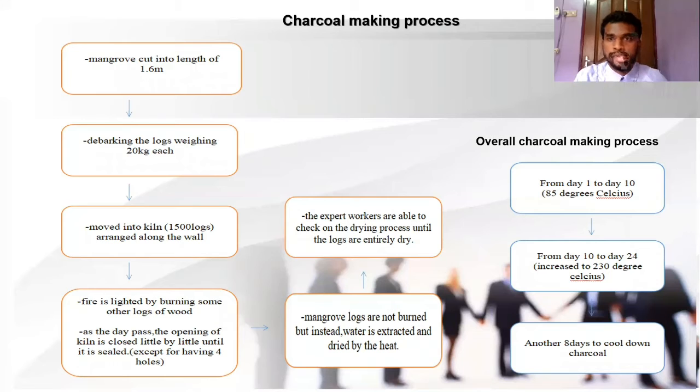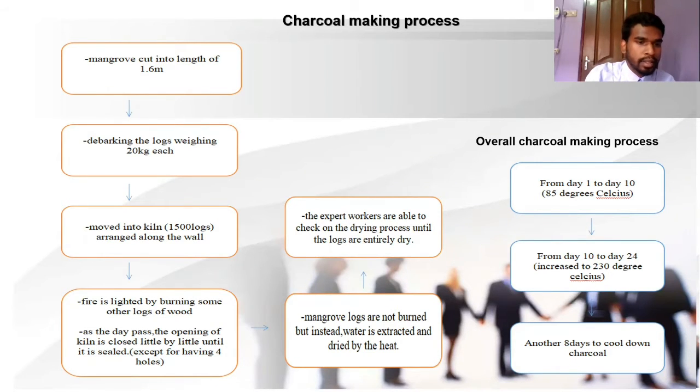Hello and hi, Doctor. I'm Karthi Puspanathan with a matrix number of DE 200101. I'll be presenting the charcoal making process in a traditional way. Firstly, the mangrove logs are cut into lengths of 1.6 meters. And then the logs are debarked and weighed at 20 kgs each. And then the debarked logs will be moved into the kiln, known as the igloo, estimated at around 1,500 logs arranged along the wall.